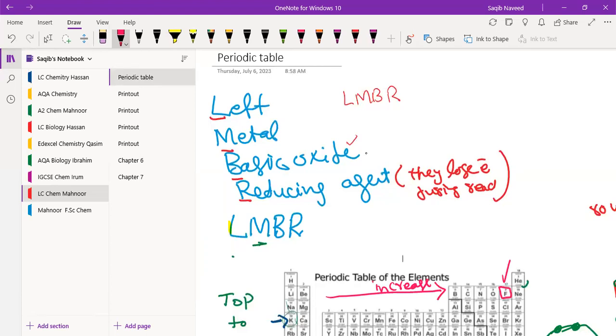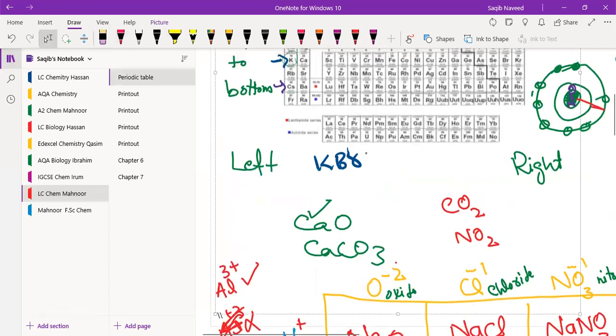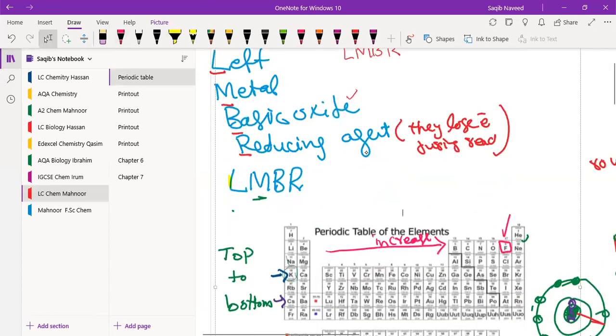Electronegativity will increase from left to right in a periodic table because fluorine is maximum, which is on the right side. Got the point? And what about top to bottom? Fluorine is highest, so top to bottom, it will decrease. Fluorine has more, chlorine has less than fluorine, bromine has less than chlorine, and iodine has less than bromine.